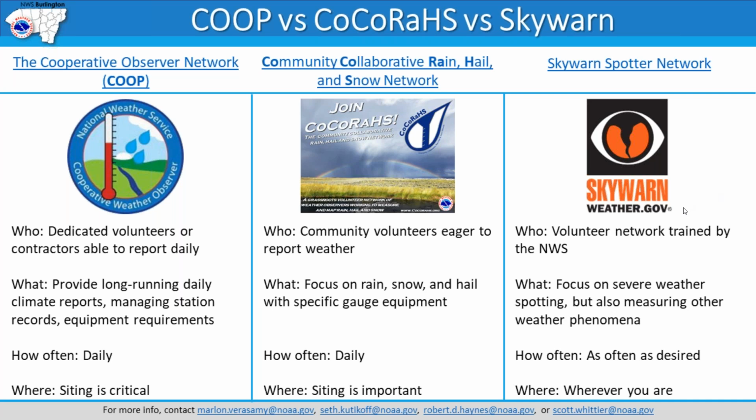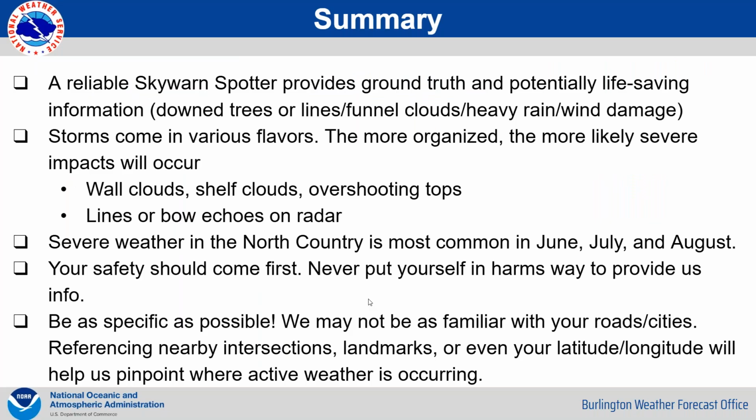The Skywarn Spotter Network is a volunteer network that's done as often as you want. There's no obligation to the Skywarn Spotter Network. It's totally as much as you want to do. Whereas the co-op and COCO-RAHS is a little bit more of a dedicated framework where you take daily observations where your sighting is important. But if this is something where you're interested in something a little bit more dedicated, then those kinds of programs are for you.